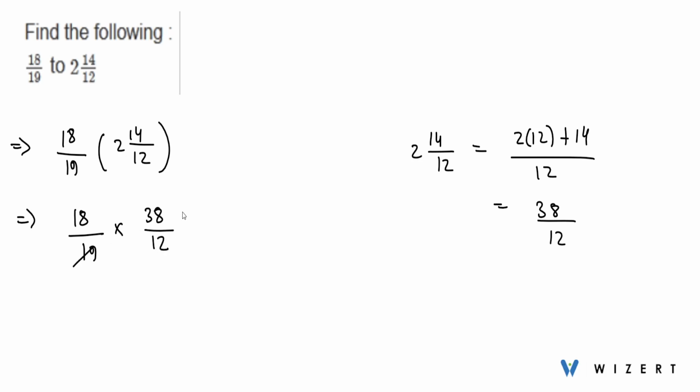Now 19 will cancel out 38 and will produce 2. 2 will cancel out 12 and will produce 6, and 6 will cancel out 18 and will produce 3. So 3 will be the required final answer.